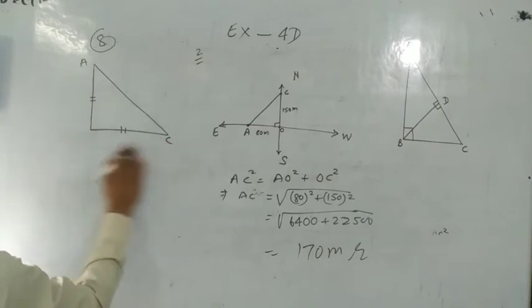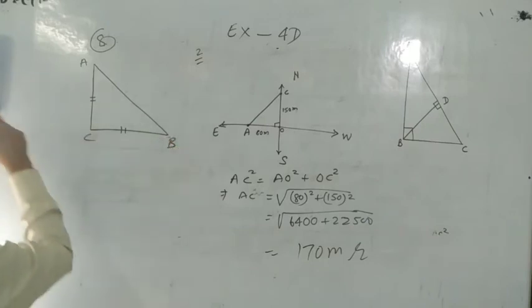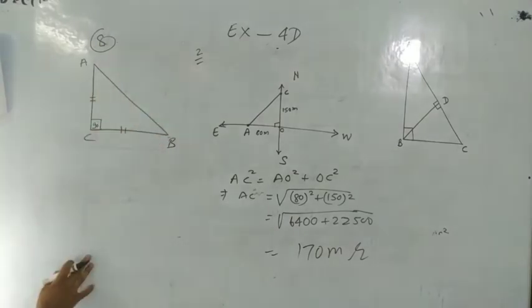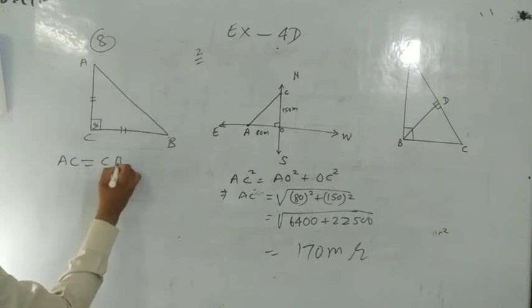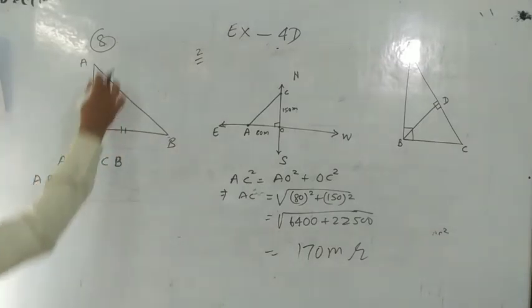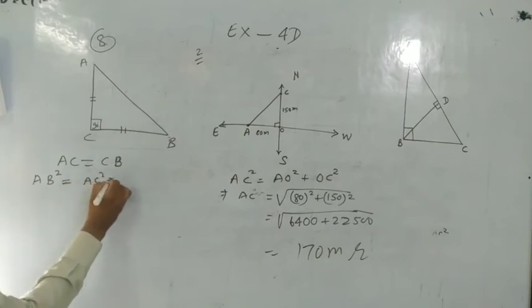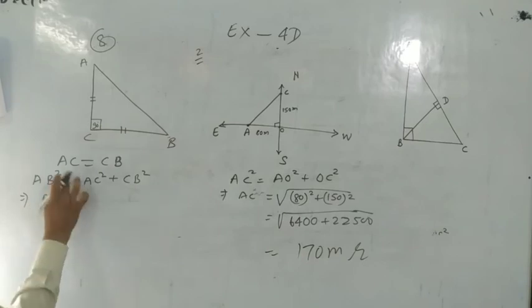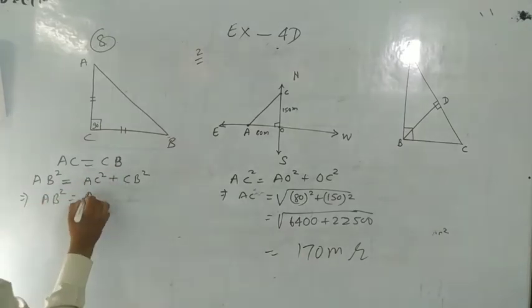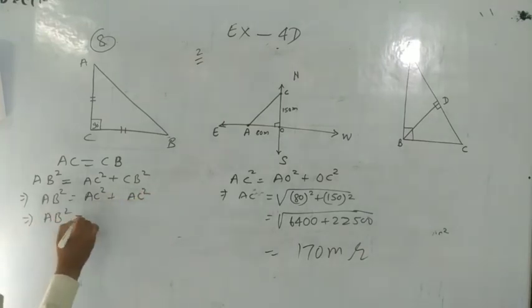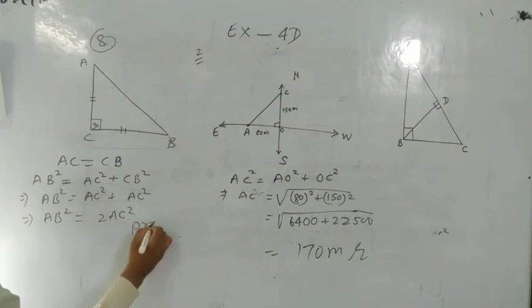Because angle C is 90 degrees, we put 90 degrees here. That means AC equals CB, because triangle ABC is an isosceles triangle. By using the Pythagoras theorem, AB square equals AC square plus CB square. So dear students, AC equals CB, so we put AC square plus AC square, then AB square equals 2 AC square.